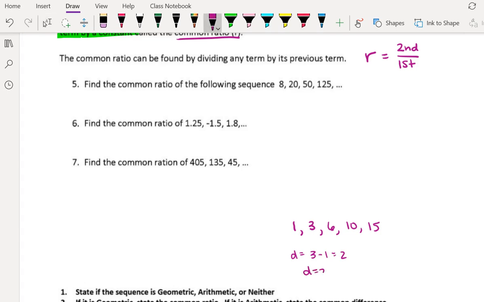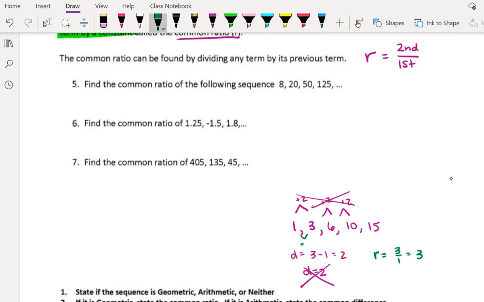Is the common difference 2? Do I add 2 each time? Well, no, that doesn't hold up. I am not adding 2 each time. So then I say, all right, is it geometric? If I take the second divided by the first, am I multiplying by that every time? So R equals 3 divided by 1. 3 divided by 1 is 3.